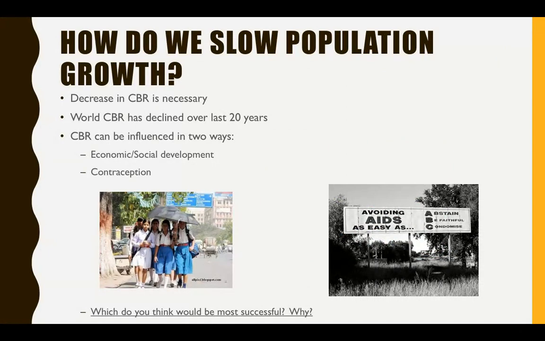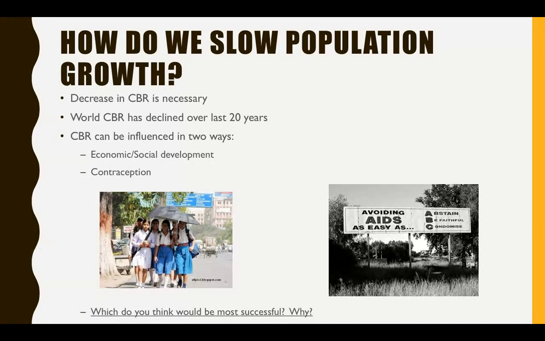Then we got into how do we slow population growth? And so specifically those countries that are in stage 2 right now, how do we slow down the growth that they need? How do we get them to the next level where they can start to slow their growth? We need to obviously decrease the crude birth rate. And so the crude birth rate in the last 20 years has declined across the entire world, but we still need it to decline more in certain places.